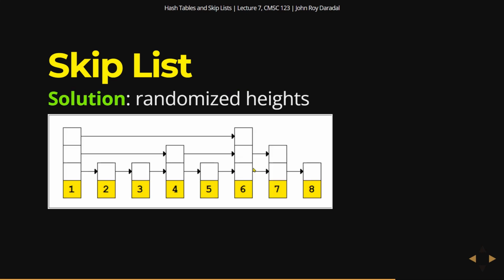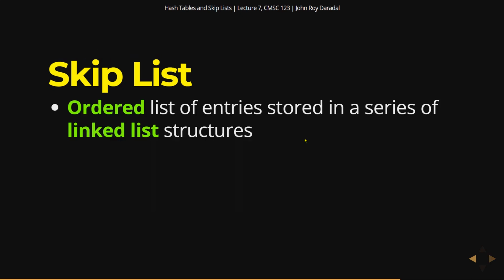Okay, so the solution for this is to have randomized heights for each entry. So they'll have random heights so that there's no over-dependence on one tower being the big portal to go from one point and then across, so that it skips a lot of items. Okay, so just randomize the heights of each tower. So this is essentially how a skip list works.